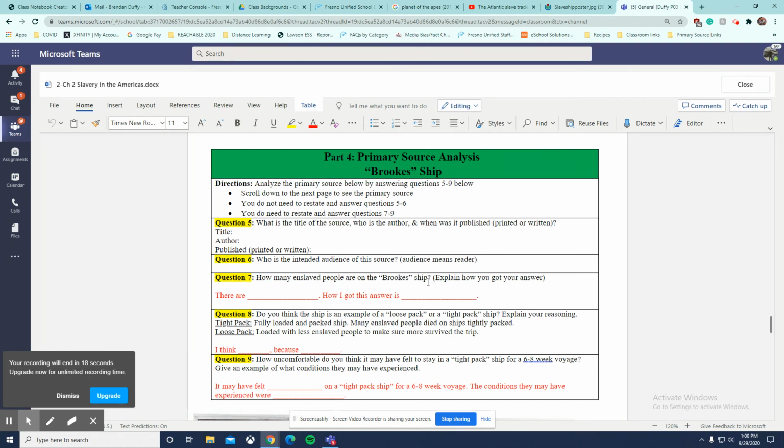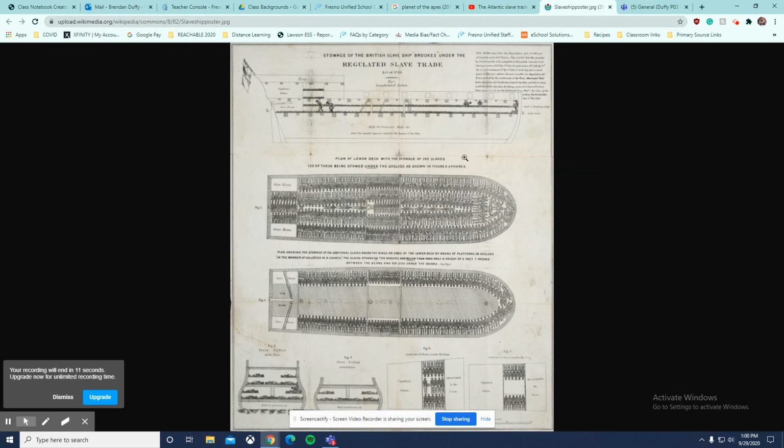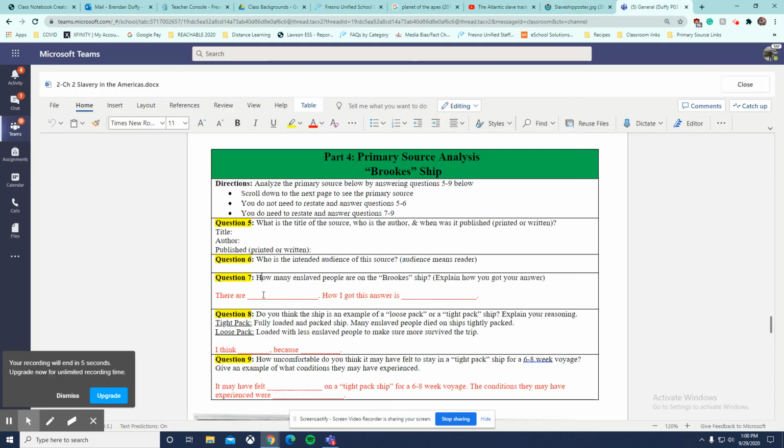Okay. So the rest of them, you're just going to have to go ahead and explore: how many enslaved people are on the Brookes ship? Try to find that. Loose pack or tight pack. These ones you're just exploring in the document, and that's where the zoom in function comes in handy. So you'll look around and see if you can find the answers for these other ones. These should be very straightforward.